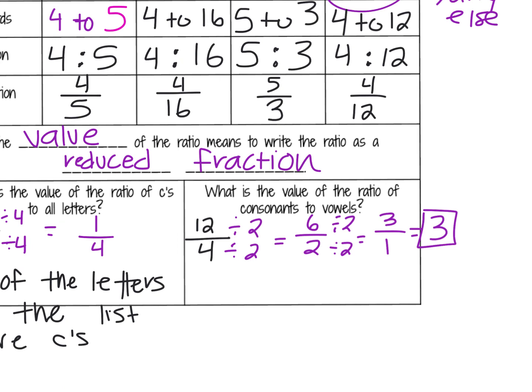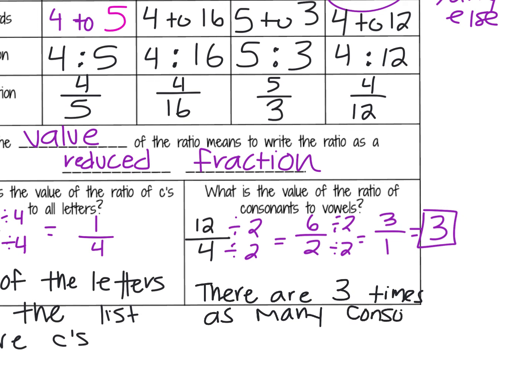So that means that there are 3 times as many consonants as there are vowels. So the value of the ratio lets me compare them. If I take the number of vowels times 3, that would give me the number of consonants.